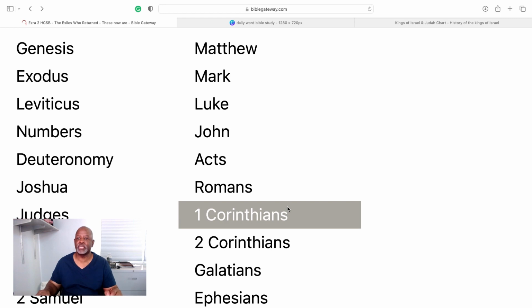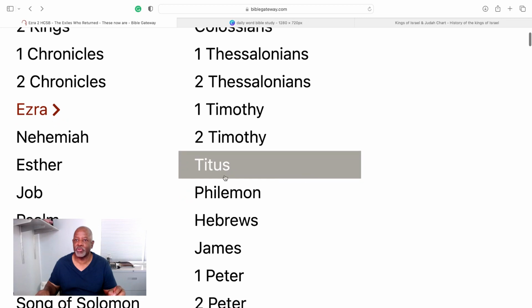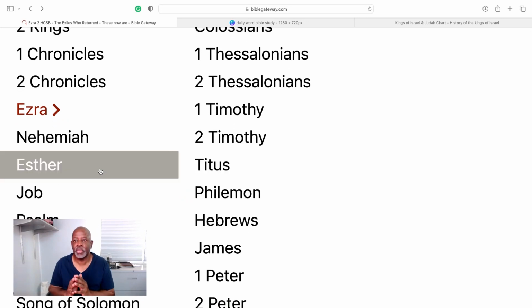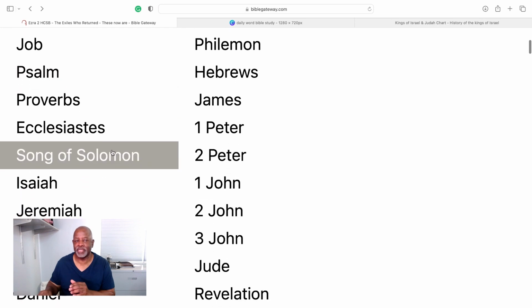So you start with Genesis, and then we come all the way down to Esther here. That is the first section of the Bible, which we are studying. We're currently going to dive into Ezra. And then the next section is Job, Psalms, Proverbs, Ecclesiastes, Song of Solomon. That's what is known as the books of poetry and wisdom. By the way, they are arranged by what is best believed to be their timeline in terms of the writing.